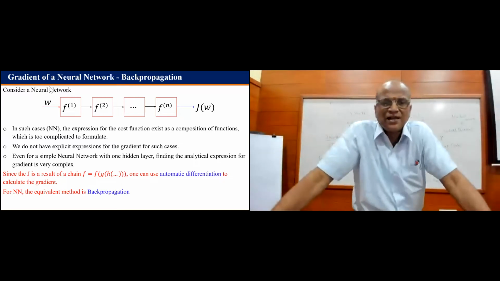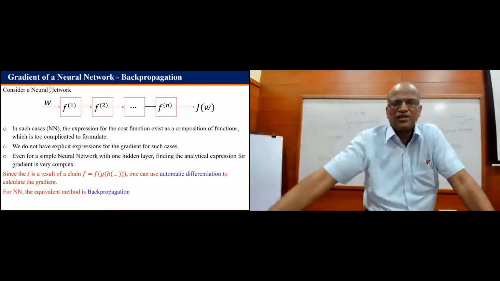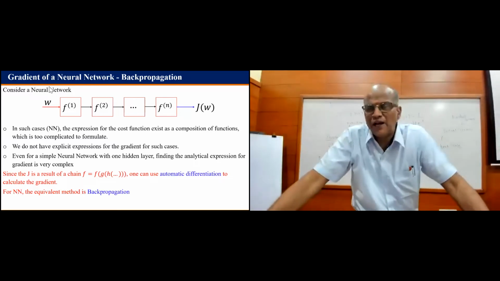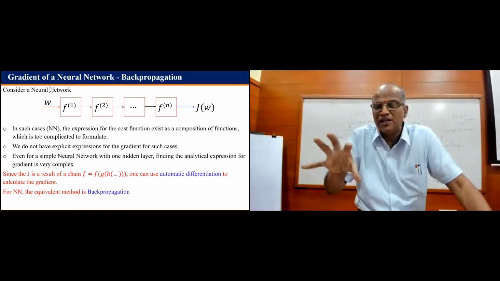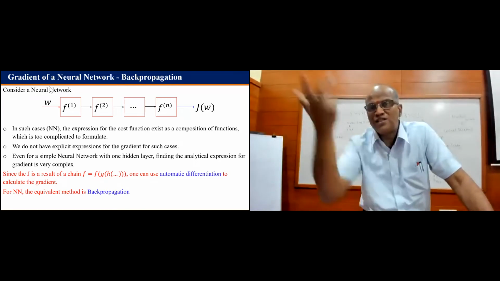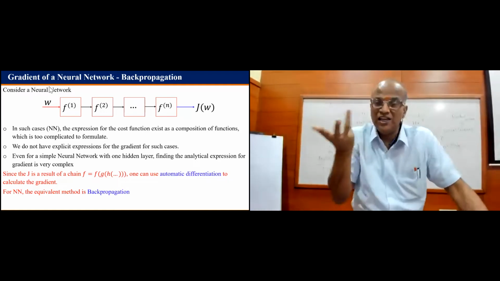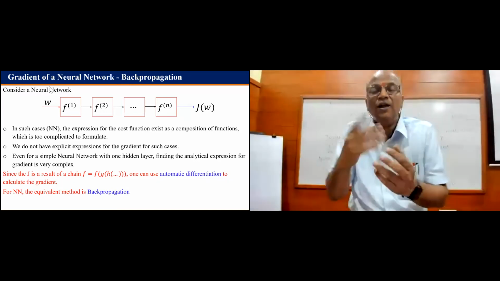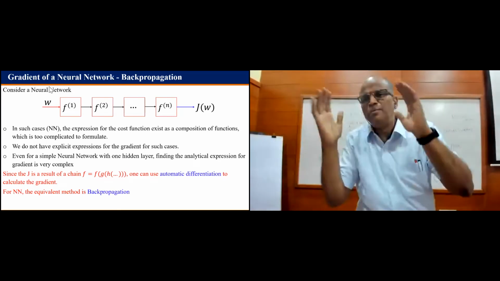In such cases, the expression for the cost function exists as a composition of various functions. So many functions in between, because there are too many weights, which is too complicated to formulate. In between these weights, there could be a logistic or a tanh or a rectilinear function G of Z. So the G need not always be the logistic. Logistic, at least, is easy to evaluate the derivatives. So there could be a mess. Therefore, there should be a simpler way of doing this.